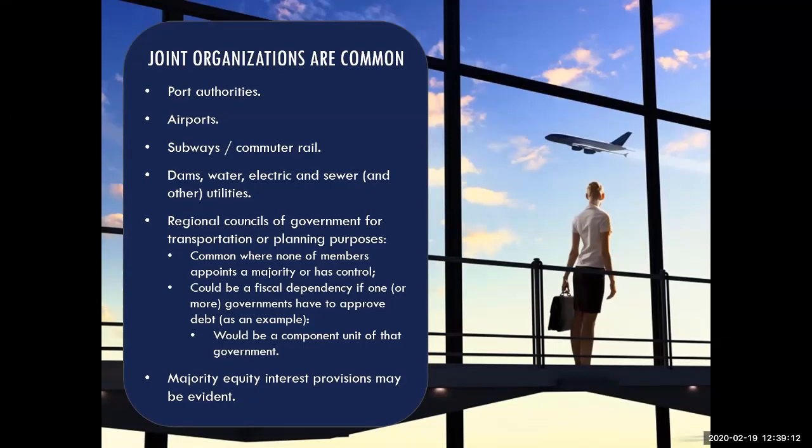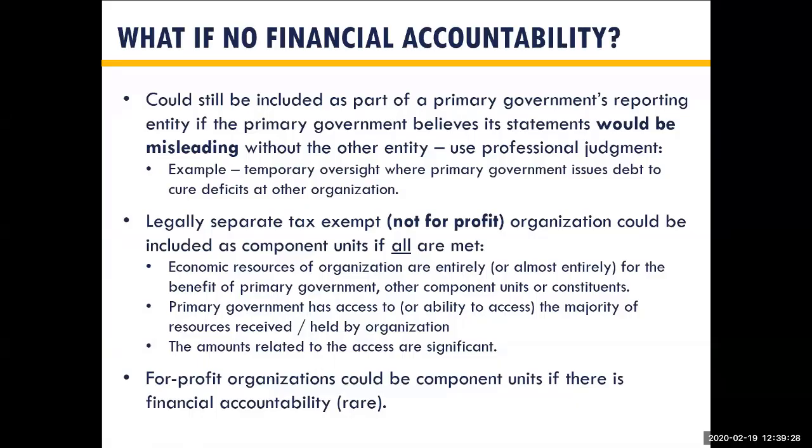And again, here are the common elements of joint organizations. None of the members appoints a majority or has control. There could be a fiscal dependency if one or more of the governments have to approve debt, as an example, and it would be a component unit of that government. So what happens if there's no financial accountability? A government may still include these organizations as component units if their financial statements would be misleading if they were not included.